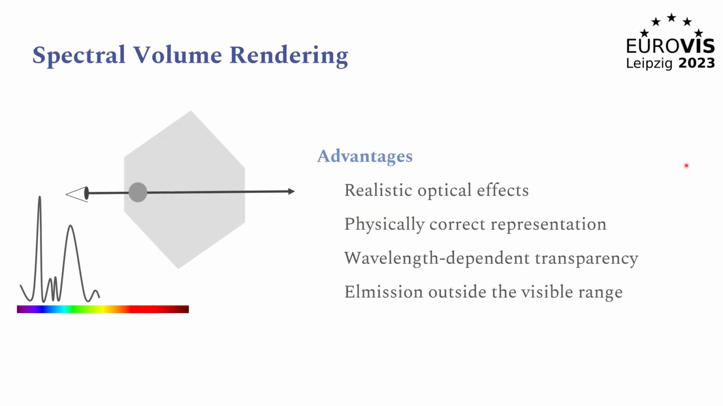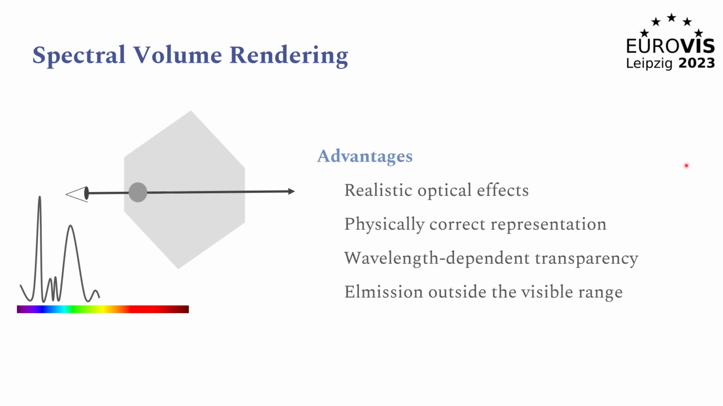Spectral volume rendering is basically an extension of traditional volume rendering. However, instead of accumulating RGBA values, we work with the spectrum directly throughout the rendering process. Every volume element can emit or absorb light at any frequency. And then once we exit the volume, we just convert the spectrum into an RGB color.